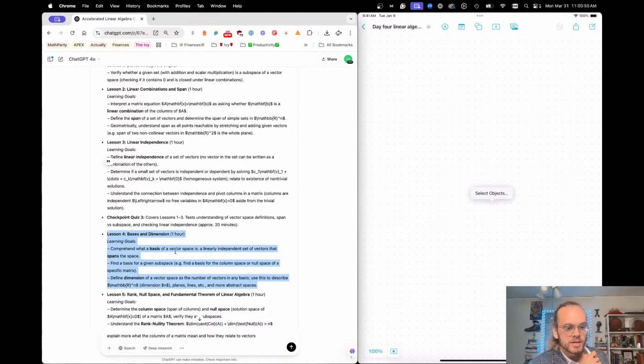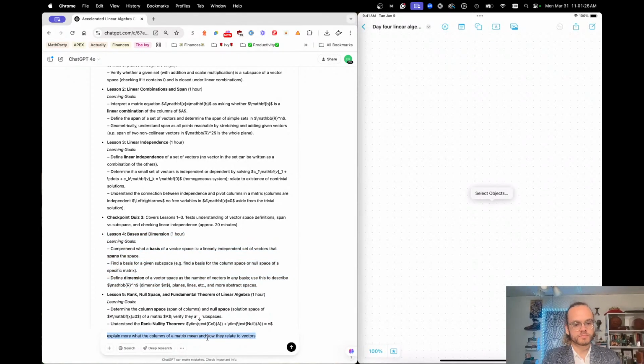And then also it says to find a basis for a given subspace, find a basis for the column space or null space of a specific matrix, and define dimension of a vector space as the number of vectors in any basis, and use this to describe, it didn't transcribe the math format, but the planes, lines, etc., and more abstract spaces. All right. I'm ready for lesson 4.